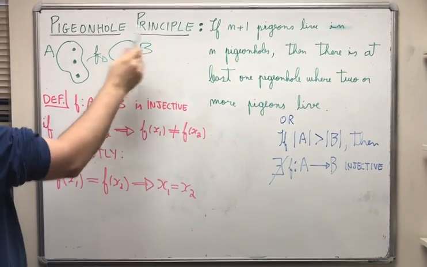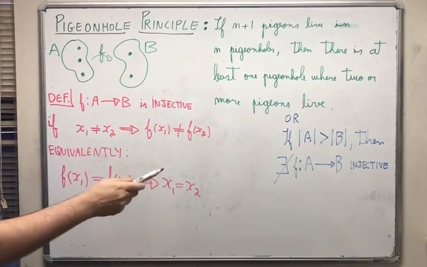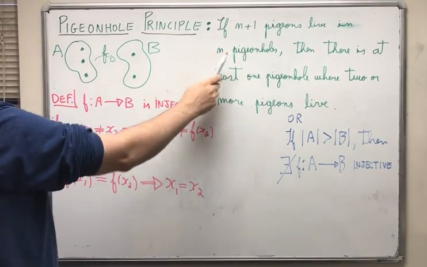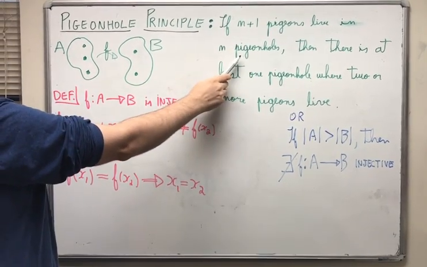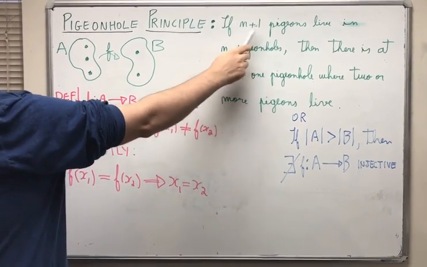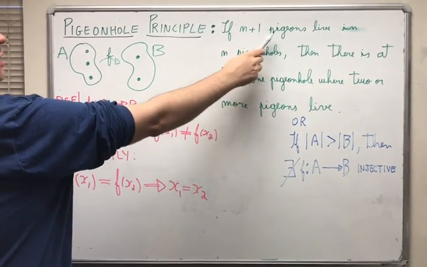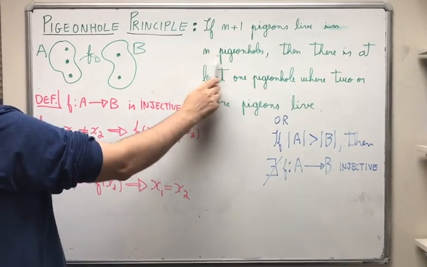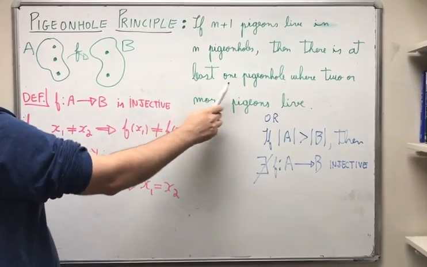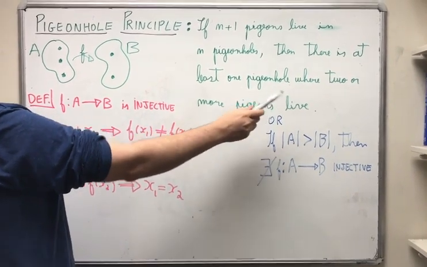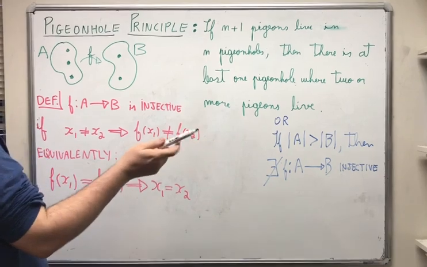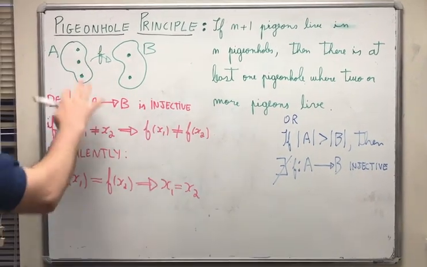The pigeonhole principle is a very famous principle in mathematics stating that if n plus 1 pigeons live in n pigeonholes, okay, so we have more pigeons than pigeonholes, so one more pigeon than pigeonholes. If n plus 1 pigeons live in n pigeonholes, then there is at least one pigeonhole where 2 or more pigeons live. Okay, so we can translate this into functions.